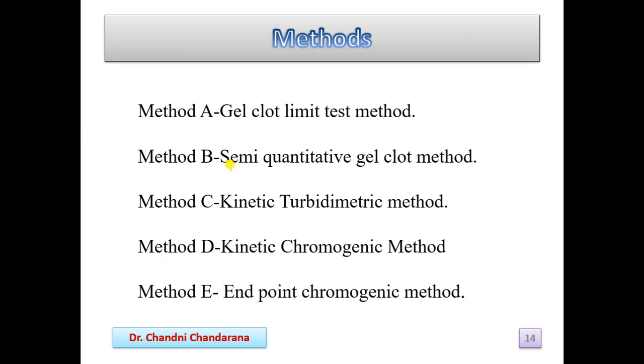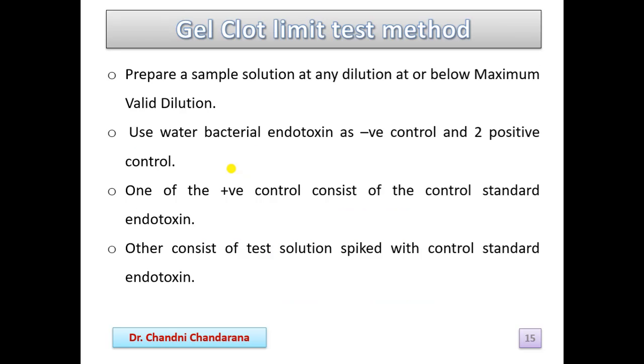These are the methods to perform the bacterial endotoxin test. First is method A, the gel clot limit test method. Then method B is the semi-quantitative gel clot method. Method C is the kinetic turbidimetric method. Then method D is the kinetic chromogenic method, and method E is the endpoint chromogenic method. Now we will see them in detail.